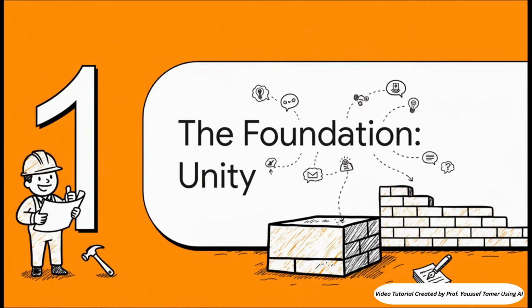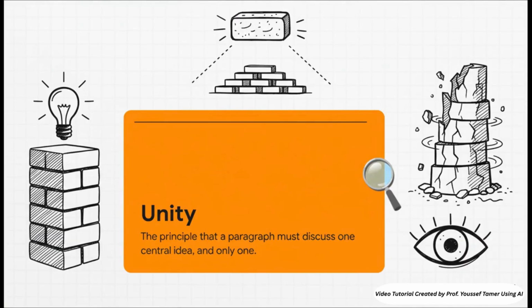Okay, so if we're thinking like builders, we have to start with a solid foundation. And in writing, that foundation has a name, unity. It is the first and honestly the most critical principle of any strong paragraph. The whole idea behind unity is beautifully simple. One paragraph, one central idea. That's the rule. The second you try to cram in a bunch of different points, your foundation cracks and the whole thing gets confusing for your reader.